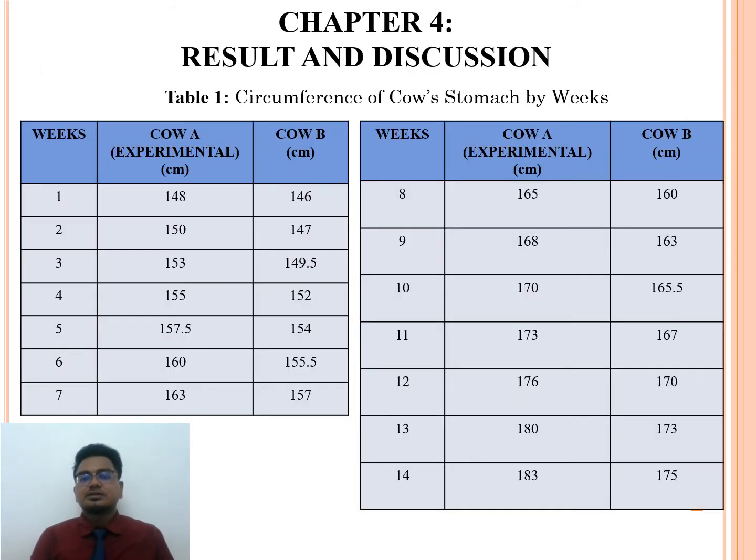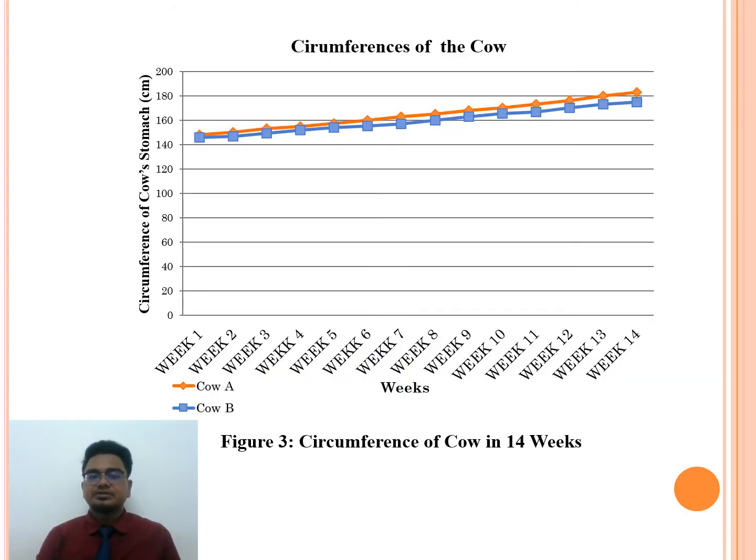Chapter 4, result and discussion. Table 1 shows the result of the circumference of the cow stomach by weeks. The cow stomach is measured from week 1 until week 14. The graph in Figure 3 shows the comparison of the circumference of cow A and also cow B.